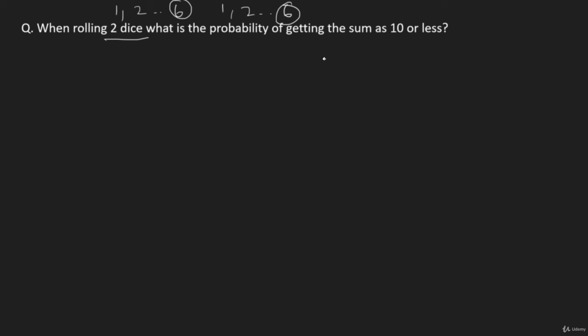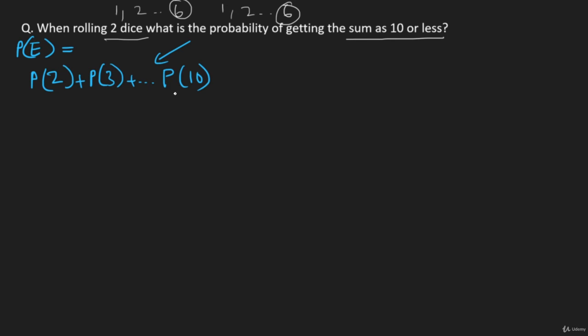Now, we need to find the probability of getting the sum as 10 or less, right? So that would be the probability of getting the sum as 2 or 3 up to 10, right? So one way of solving this question is we can find each of these probabilities. That is the probability of getting 2, the probability of getting 3, 4, 5, 6, 7, 8, 9 and 10. And then we can add up all these probabilities. That is one way of solving this question. Another way is we could find the probability where this event, which is P of E, does not happen, and we can do 1 minus that event. That is 1 minus probability of E dash, right?